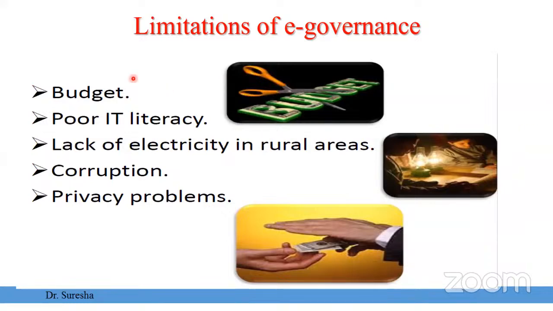Limitations of e-governance: budget is the main, important thing. Poor IT literacy, we don't get good manpower. Lack of electricity in rural areas, which I said is very important. The major thing is corruption at all levels. You can't fulfill that. Privacy problems. Because of these two, many places can't implement e-governance.